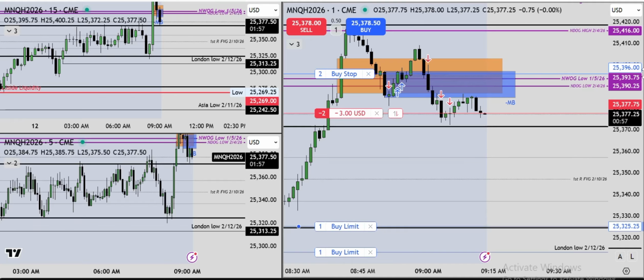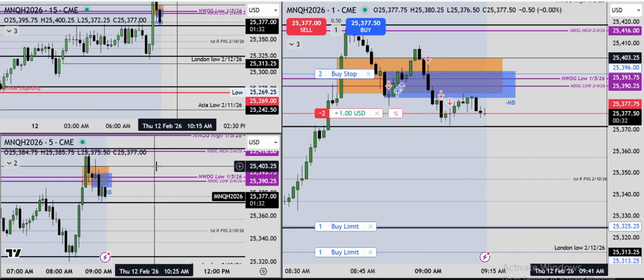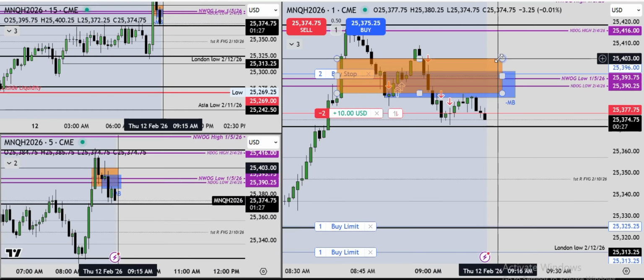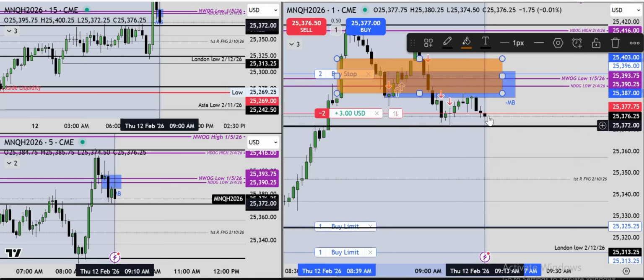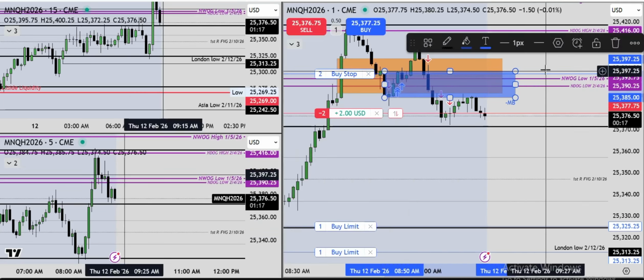So at this point I want to see price start to move below the halfway, the consequent encroachment of yesterday's premium wick. That's directly below, that thick black line directly below my entry.